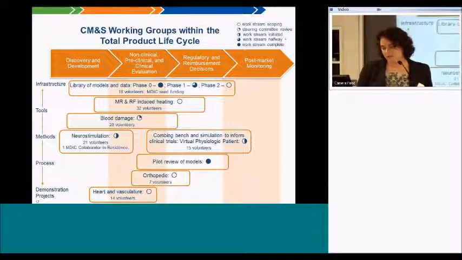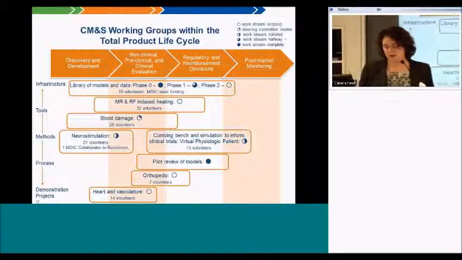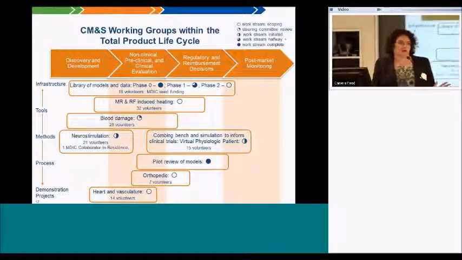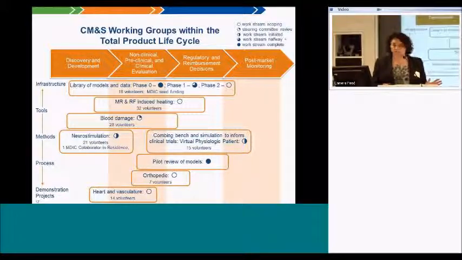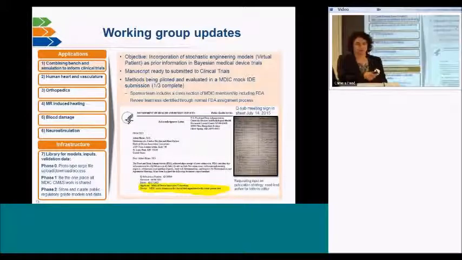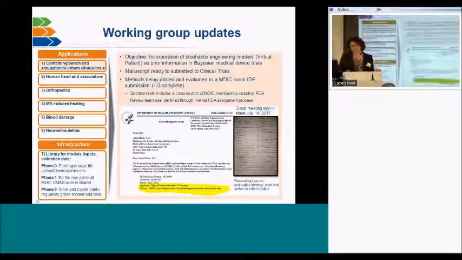We have two working groups that are in the work stream scoping phase, the orthopedic working group and the heart and vasculature working group. And then these teams are looking more in the process and demonstration project realm of types of tools and deliverables that they're producing. So you can imagine a demonstration of how you conduct a virtual experiment with a virtual patient and a virtual device. I'm going to quickly flash through slides that give us more detail about the working groups, but to get to questions, we'll just do a couple of high-level comments on each one of these.